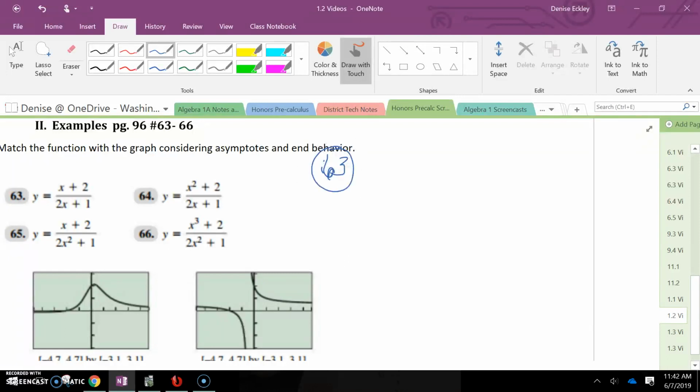63, we can find a vertical asymptote by setting 2x plus 1 equal to 0. And when we do that, we get that x is going to equal negative 1/2. So we're looking for a graph that has a vertical break at negative 1/2 and the horizontal asymptote, which is the end behavior. So that's what happens at very large and very small x's.